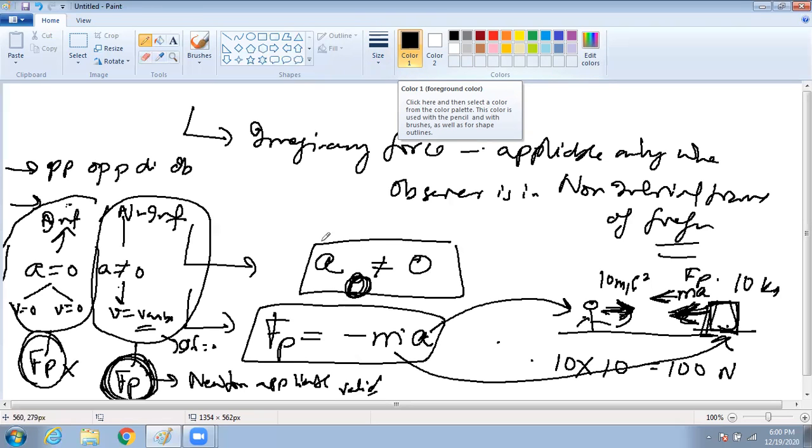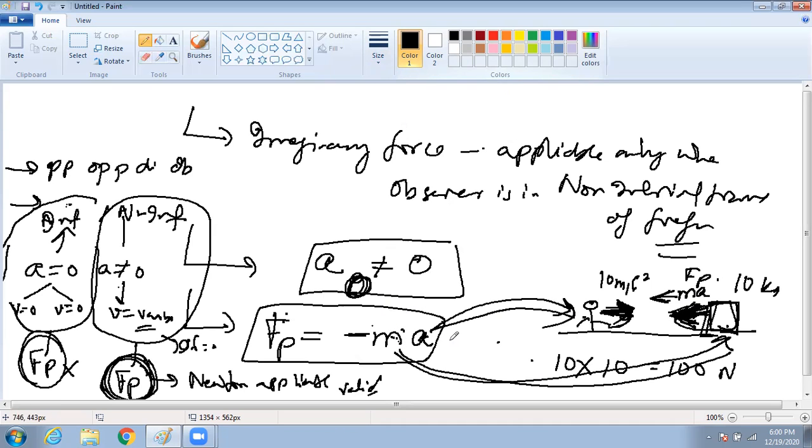So now, what is pseudo force? Pseudo force is an opposite force, it applies opposite to the observer's direction. If the observer is moving towards the object like this, then pseudo force is opposite. Second point, what is it equal to? It is equal to minus ma. Minus means it is in this direction. And what is m? The mass of the object, and a is the acceleration of the observer. Clear? Yes or no? Yes, sir. Okay, so very important.